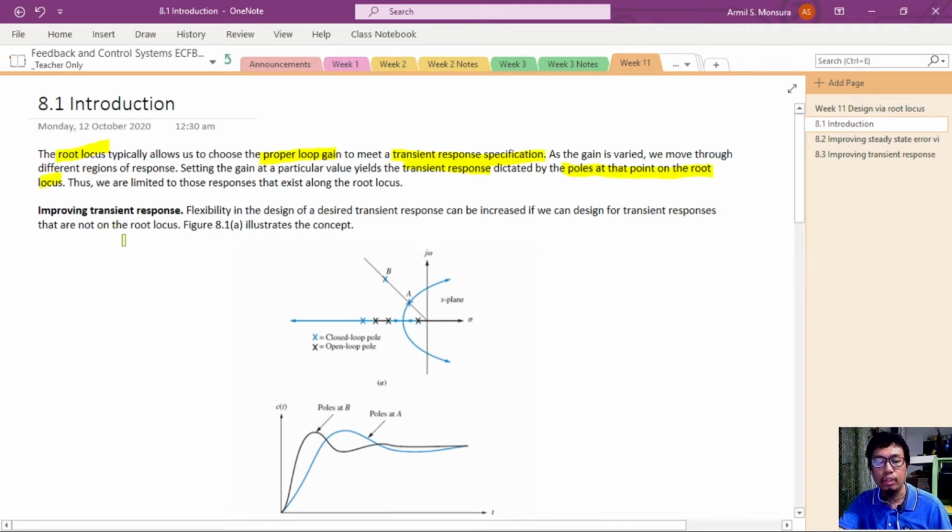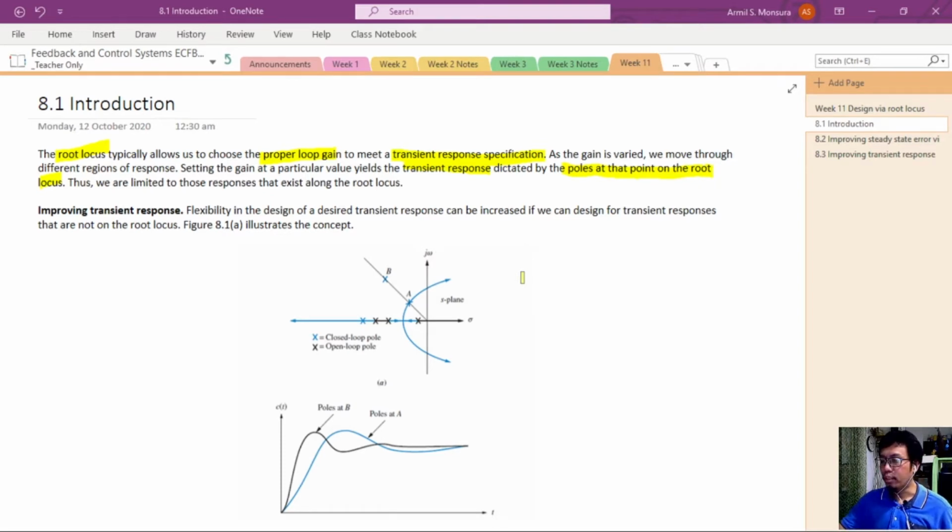So, kung gusto nating i-set yung ating transient response sa ibang parte ng ating S-plane, we would not be able to do that, na mai-set natin yung ating operating point, or yung ating closed loop poles sa isang point na wala dun sa root locus. So therefore, limited lang tayo dun sa root locus natin mismo.